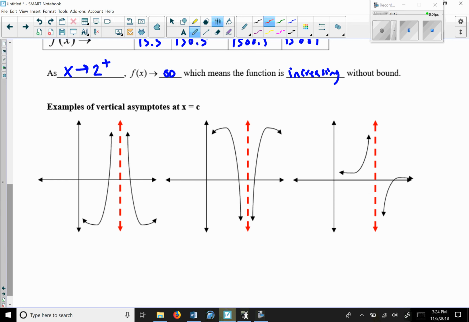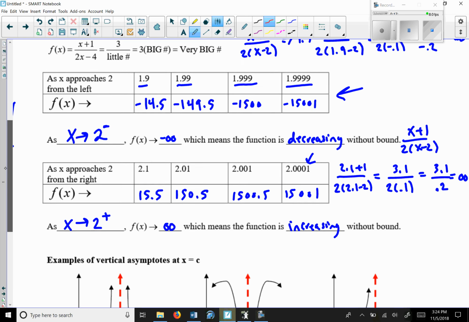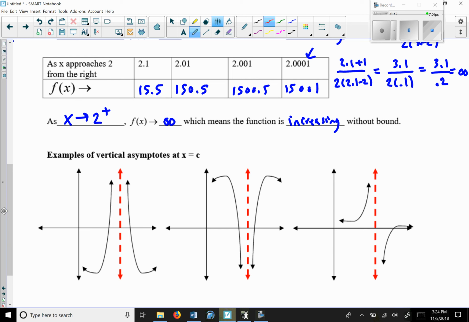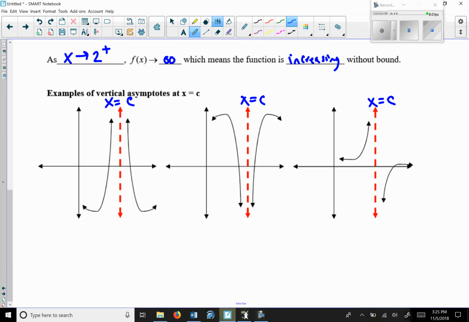So let's go ahead and look at examples of vertical asymptotes at just some x value we're calling c. So c would be some number, such as in the last one, our x value was approaching 2. But again, we're just doing this in general. So we're saying x equals c for each of these. And so I can go ahead and write the notation. So for this first one, again, remember this is the left and this is the right side of c.